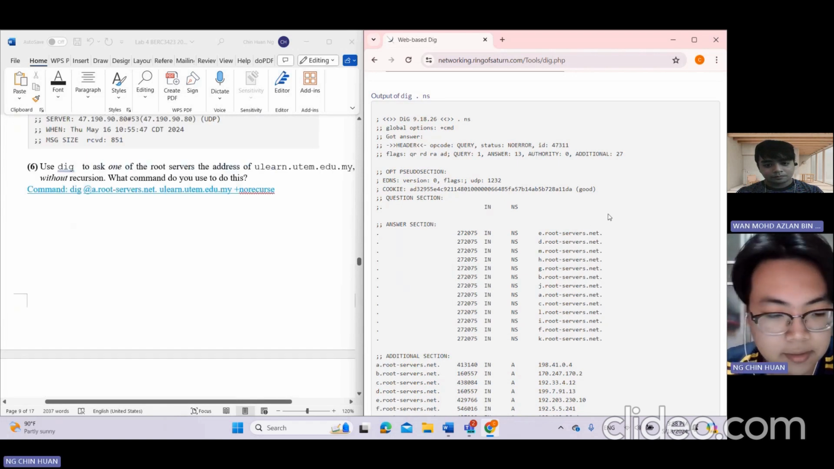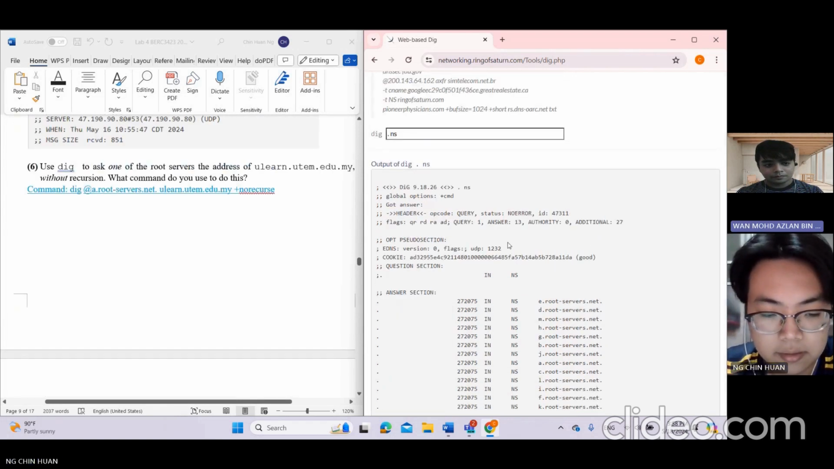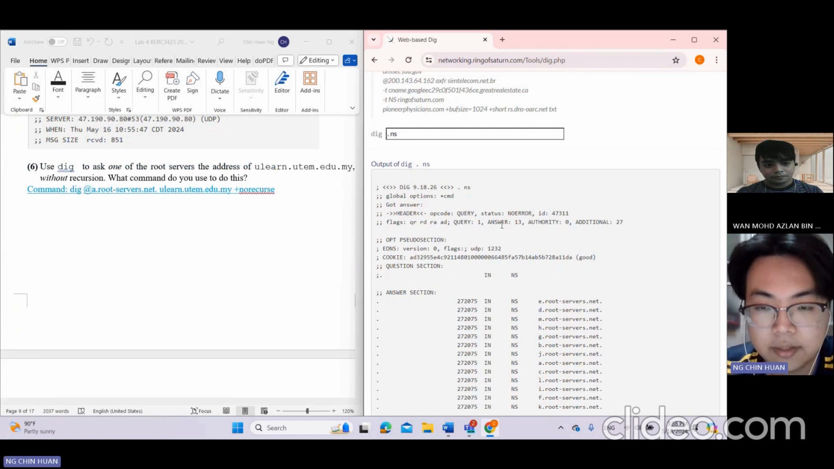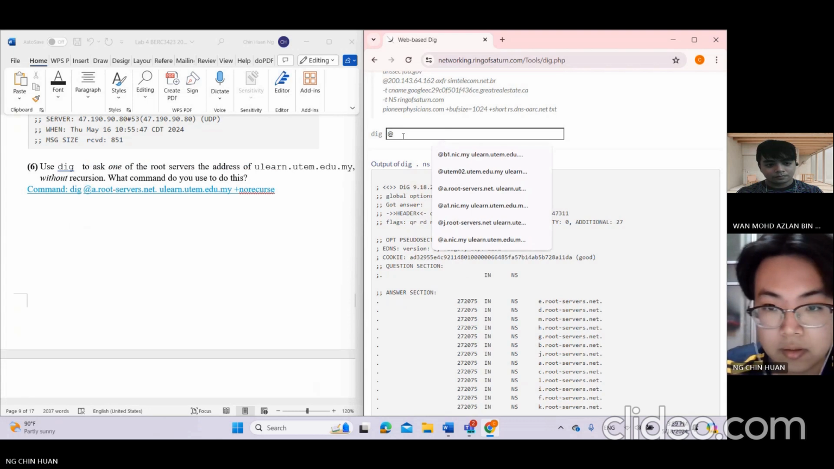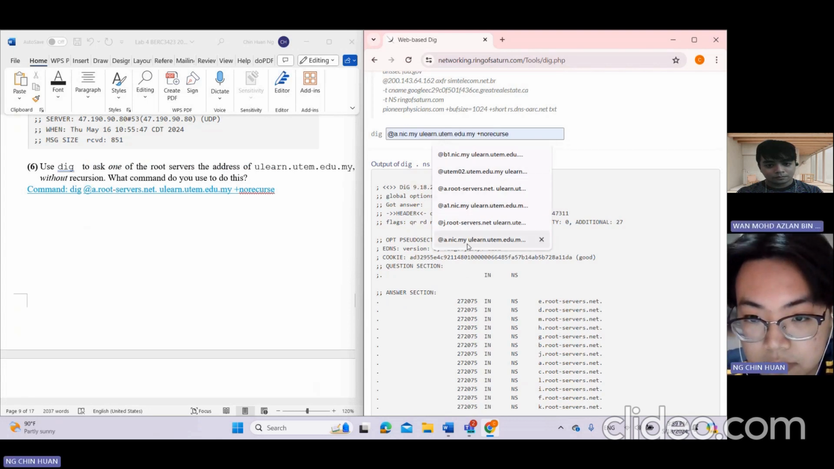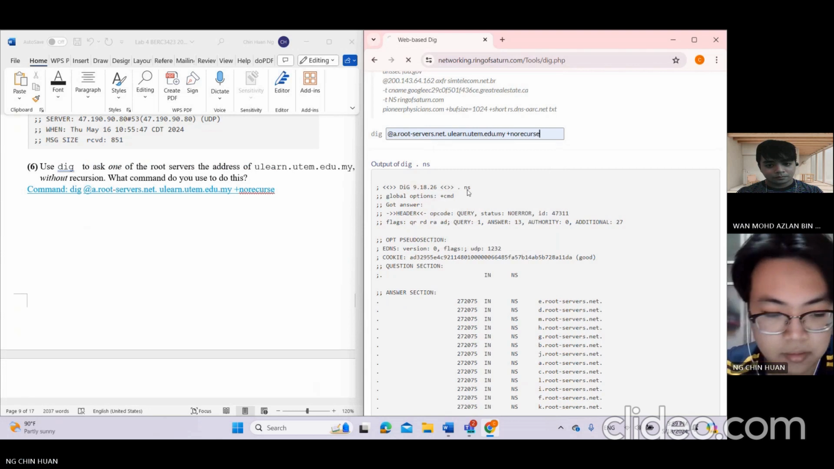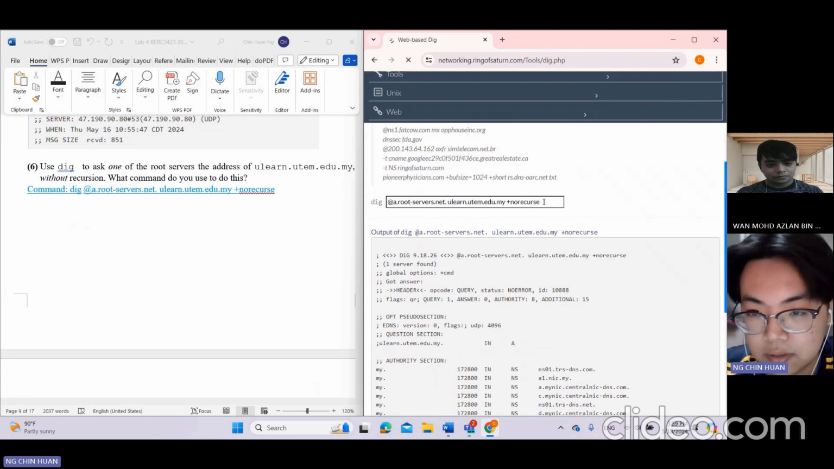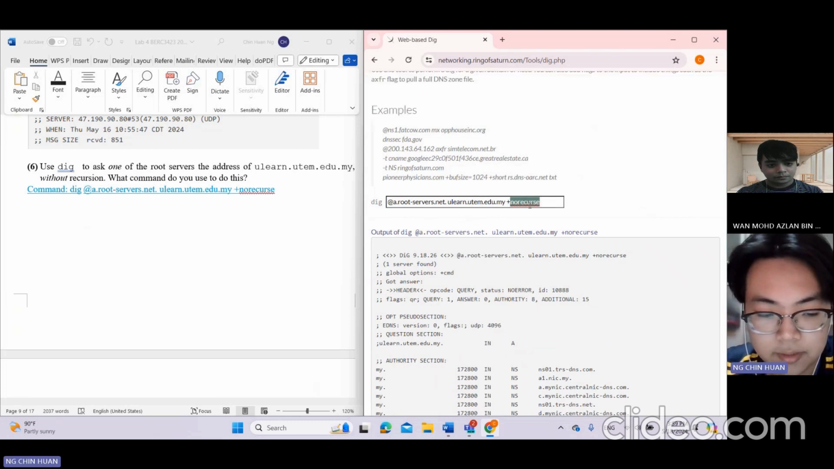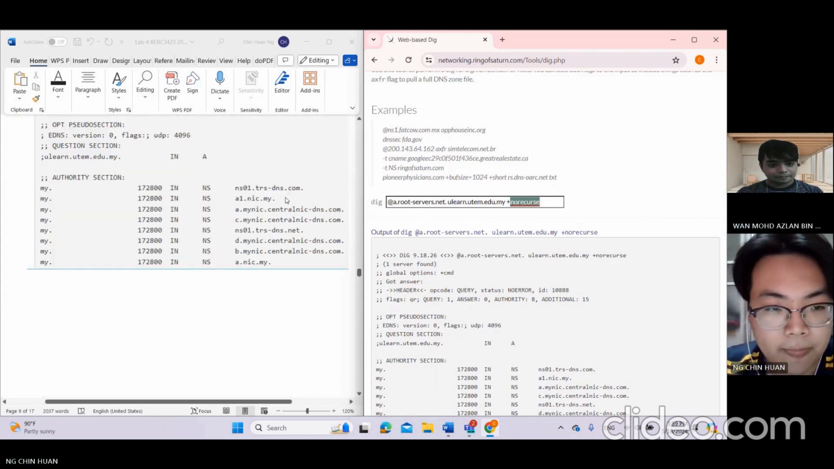For question 6, we use dig at a root server IP, ulen.utem.edu.my, plus norecurse, to query one of the root servers. We use plus norecurse because it tells the root server to only provide the best available information it has, without resolving the query further.